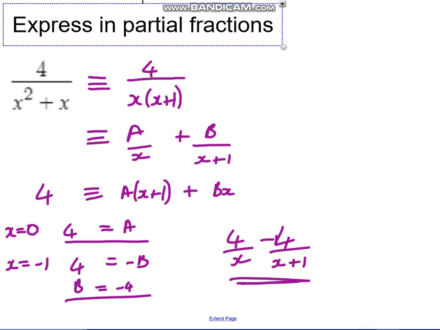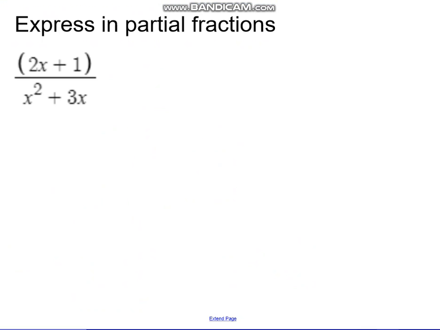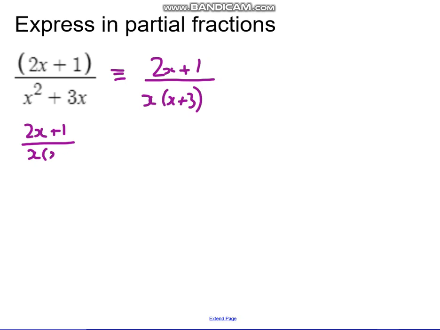Here's question 3. So again, in Maths Watch style, have a little look at this, see what you can do. So pause it now. Okay, you've unpaused it, so let's have a little look. We'll start off with factorizing this. So this would be 2x plus 1 over x plus 3. We can now say, okay, so our 2x plus 1 over x plus 3 must be identically equal to A over x plus B over x plus 3.